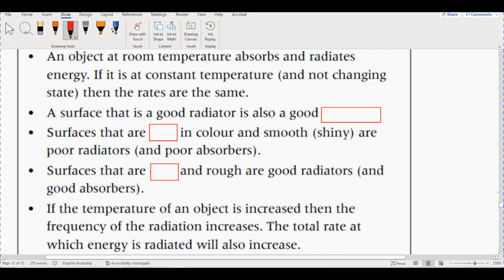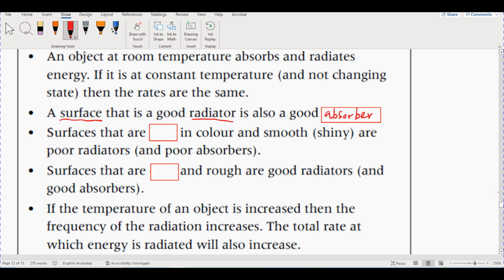Okay, when we say radiation, it is always from the surface. A surface that's a good radiator is a good what? A good radiator is also a good absorber. If you have something which can radiate a lot of heat when it's at a higher temperature, then it will be absorbing a lot of energy when it's at a lower temperature. So that's why a good radiator is also a good absorber.